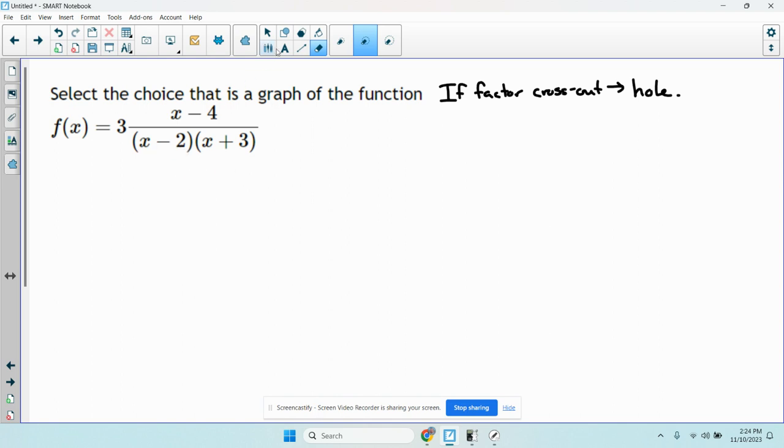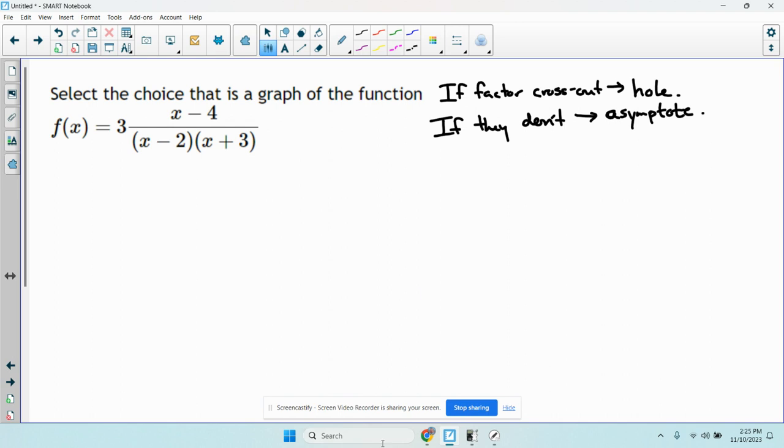Since that's not a 2, I can't cross it out. If they don't cross out, that implies an asymptote. So we have an asymptote at the values that make the denominator 0. So there's a vertical asymptote at x equals 2 and x equals negative 3.